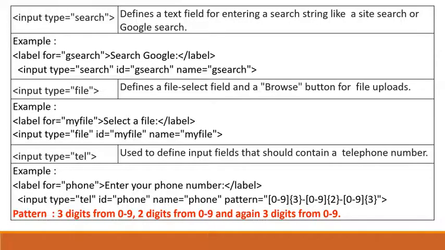Now for example, if I want to enter a telephone number from Pune, I will enter the first as 020, that is 3 digits, dash 26, 2 digits, dash 357, 3 digits. So my number is 020 dash 26 dash 357. So like that you can enter the pattern attribute. Next we will see the example for all these types of controls.